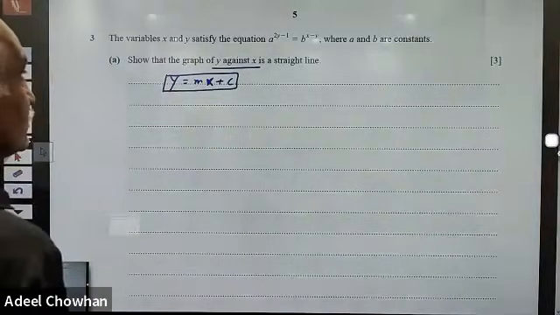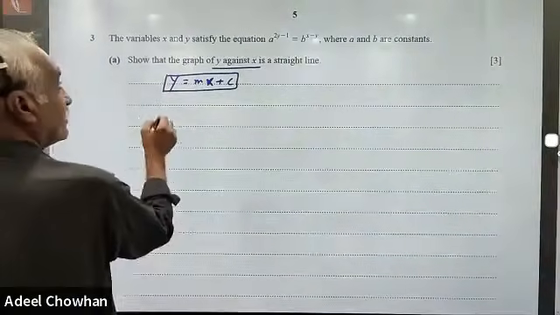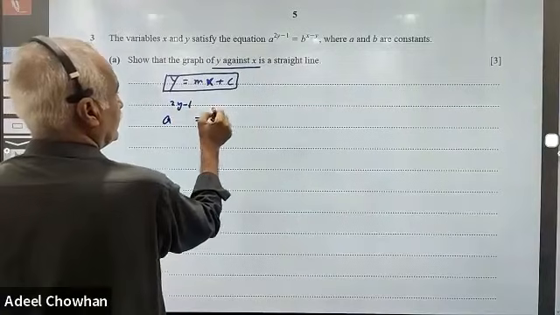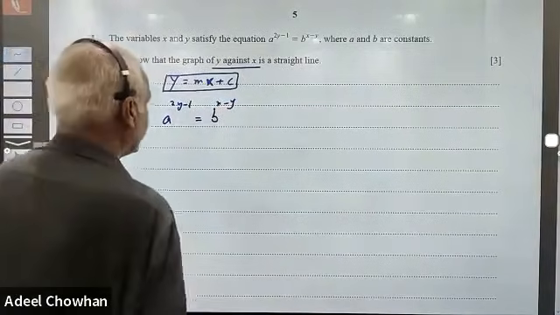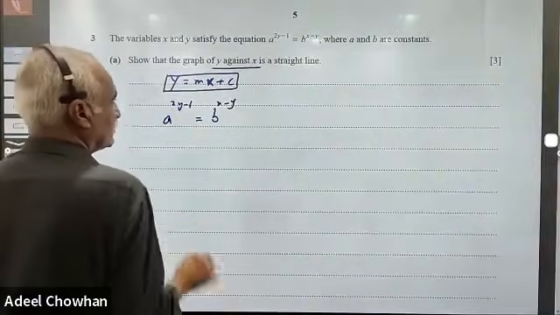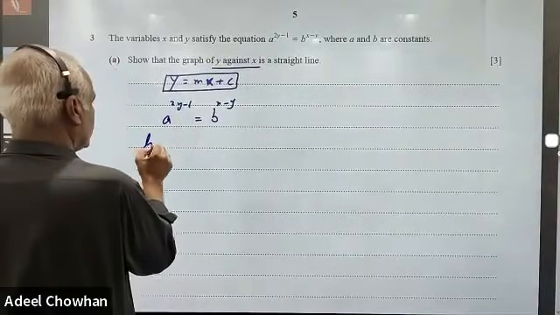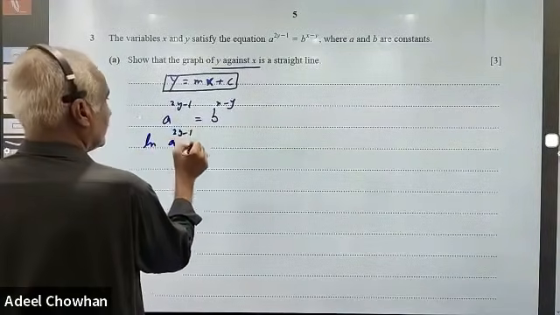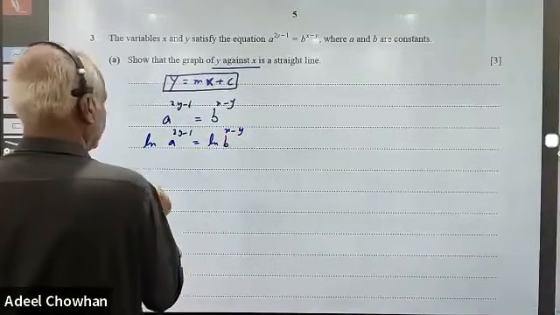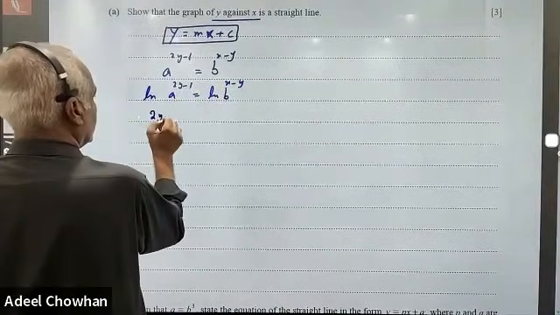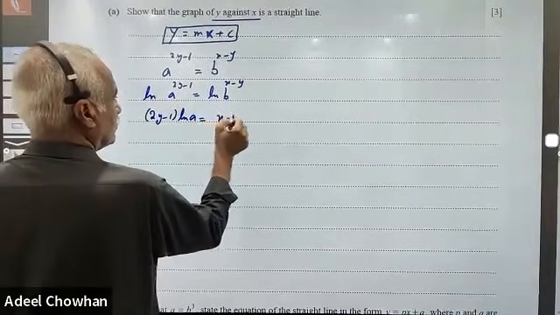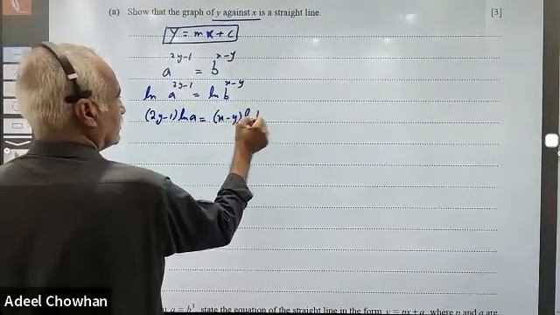So you are going to find the values of these in terms of A and B. A power (2y minus 1) is equal to B power (x minus y). You take the log on both sides because the variables are in the powers. When they are in the powers, you always have to take the log. So log of A power (2y minus 1) is equal to log of B power (x minus y). This becomes (2y minus 1) log A is equal to (x minus y) log B.